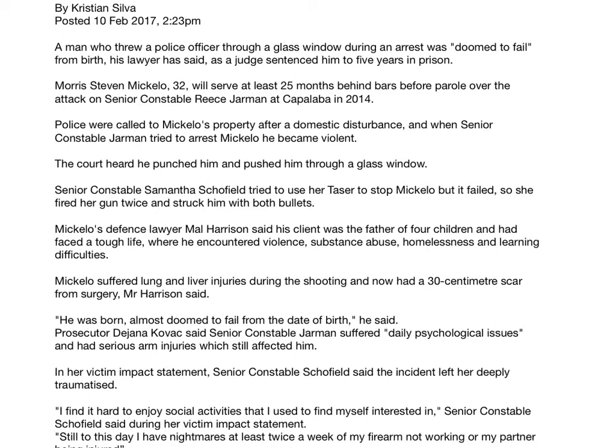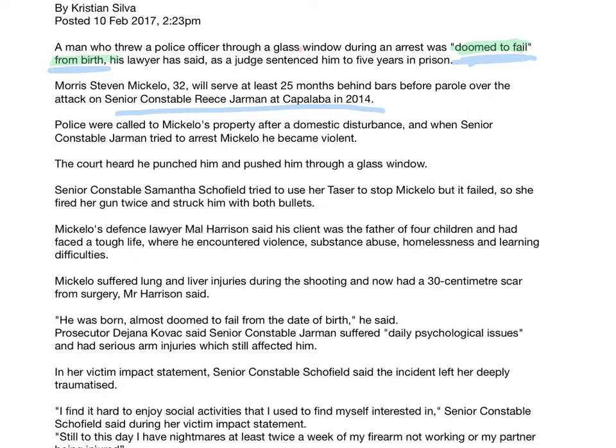So from this, hopefully the more perceptive among you are reading it and going, if the lawyer is already talking about the fact that he was doomed to fail from birth, there's a very good chance that, well, not the sentence, sorry, that the crime is going to be relatively clear-cut. He's already trying to mitigate by saying, look, Judge, this guy had it rough. So Maurice Stephen Michelot, 32, is going to serve 25 months behind bars before parole over the attack of Senior Constable Rhys Jarman at Capalaba in 2014.